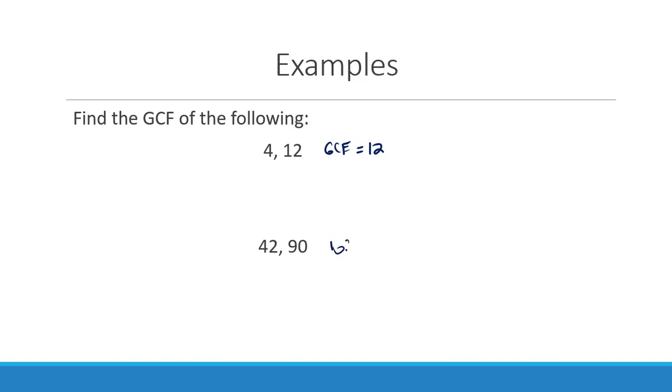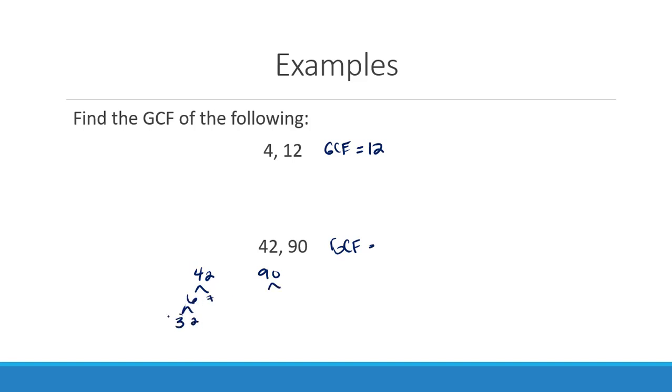Here, again, sometimes it's really hard to look at these numbers and determine what would go into 42 and 90. Again, we're looking for the highest number here. This is probably a part where I would use your calculator and come up with the highest number. Another option, which is kind of the long way, is breaking these down into prime factors.